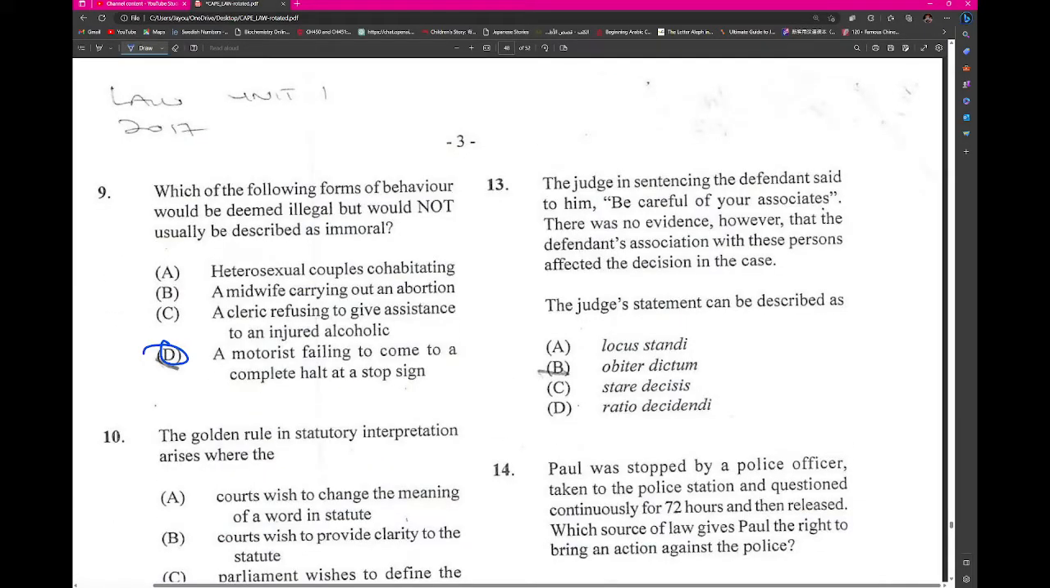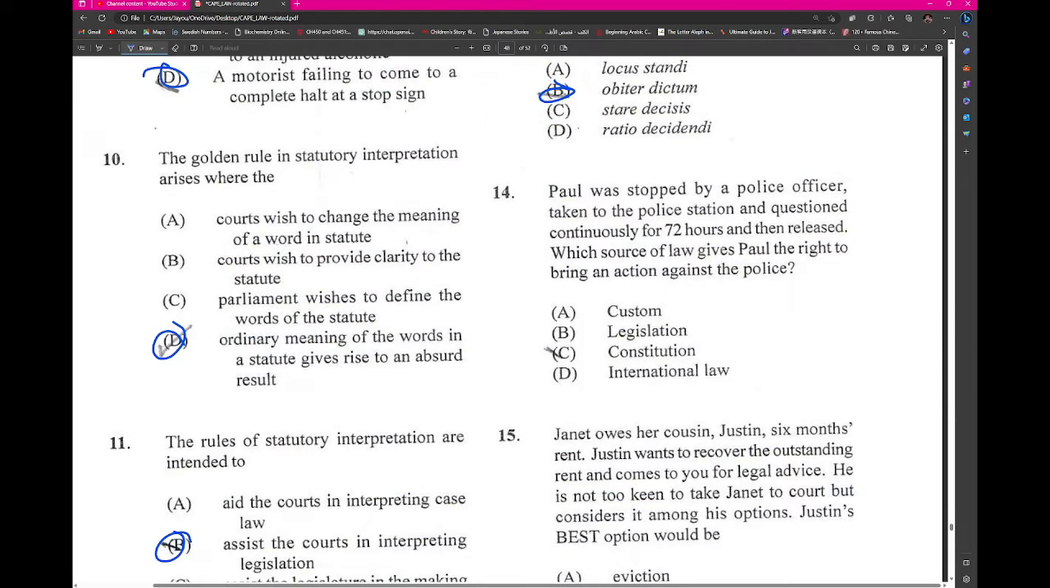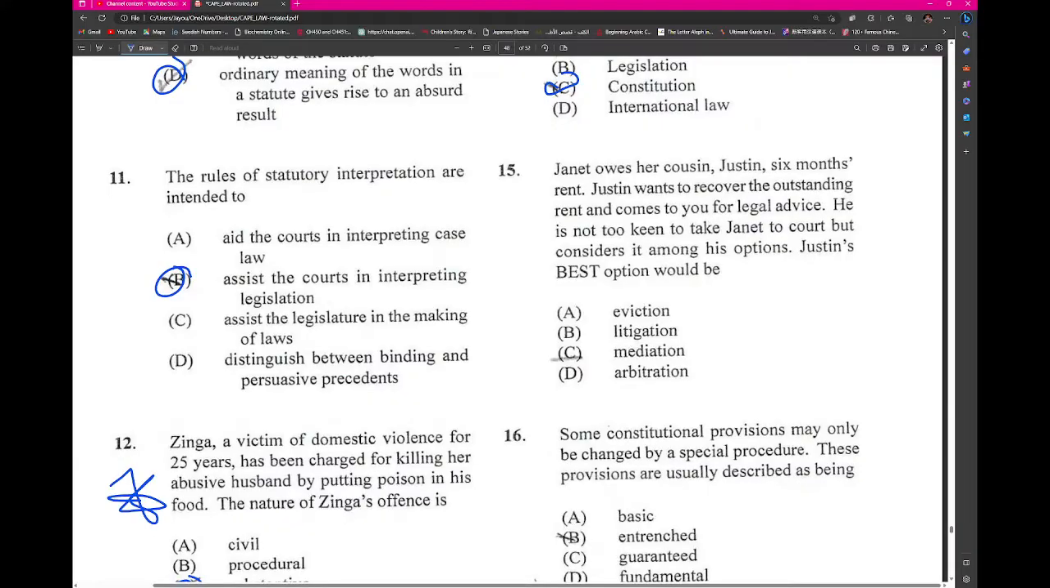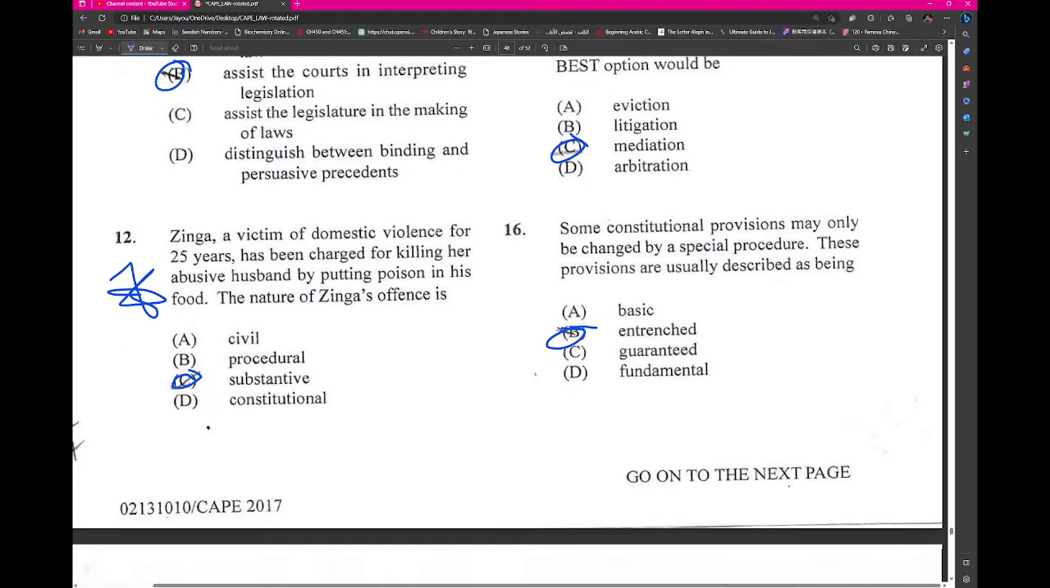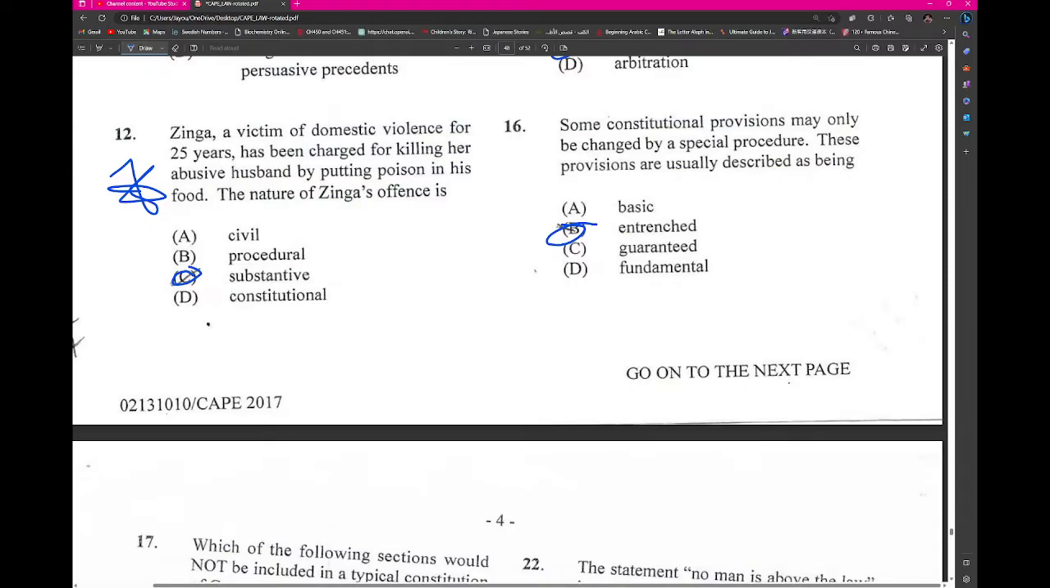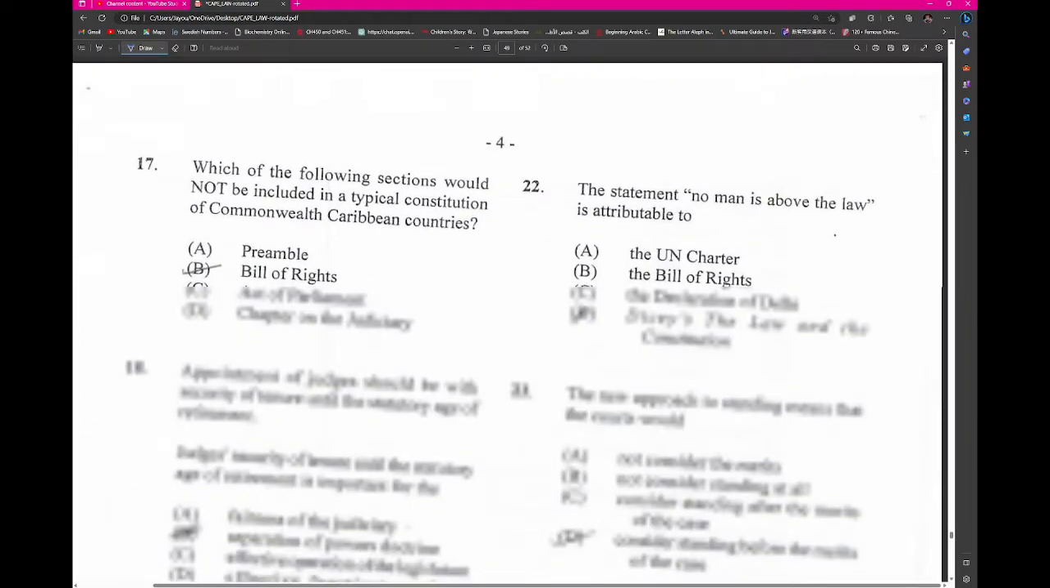13, the judge in sentencing the defendant said, okay, we saw that this is obiter dicta. Paul, what's that? I think this would be constitution. No, Janet. We see mediation for Janet. Some constitutional provisions may only be changed by a special procedure. Well, this is also entrenchment, so it protects the constitutional provisions from being changed without special procedure.